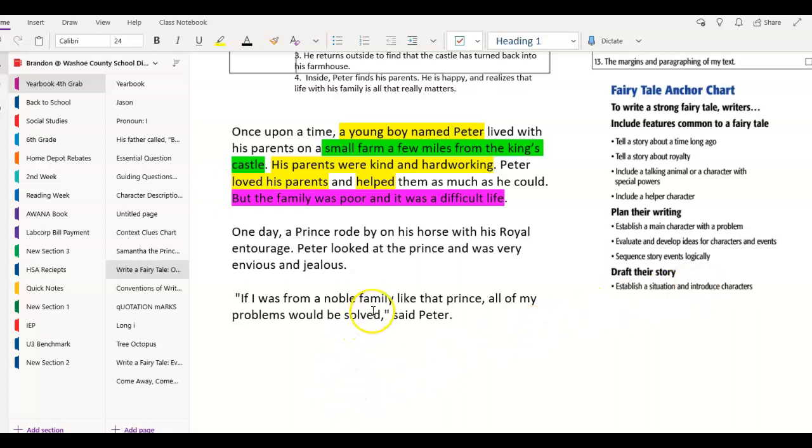So think about that as you're doing your writing today. Remember, start with once upon a time and introduce those characters right away, which is what we have highlighted in yellow. Introduce that setting right away as well, and that problem, or set up the problem. Notice we crammed all of that in to our very first paragraph.